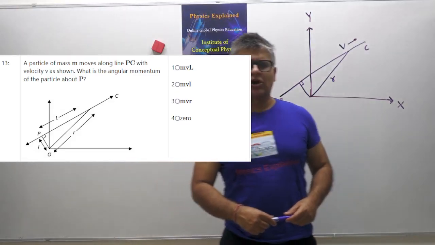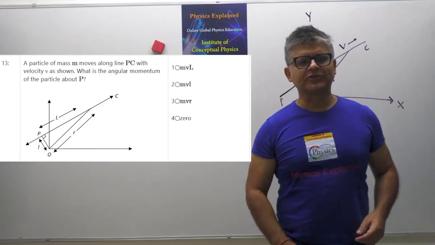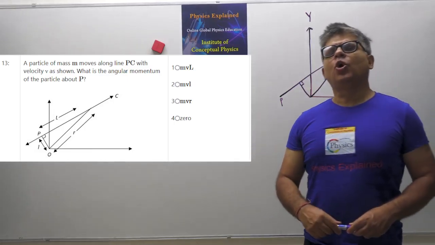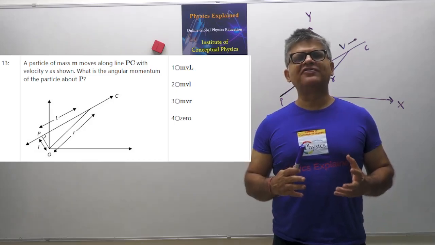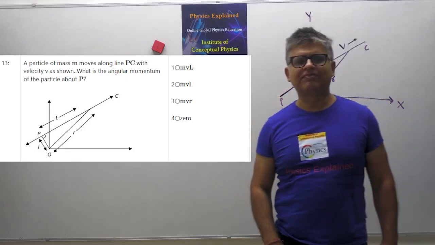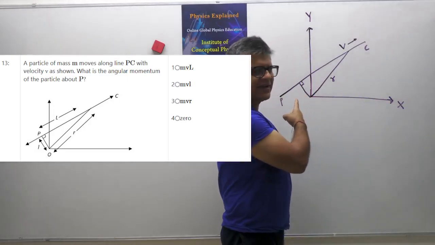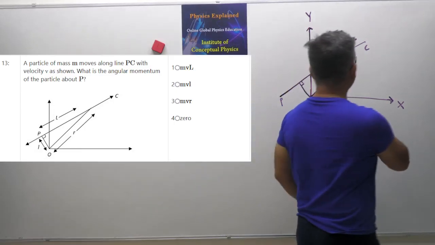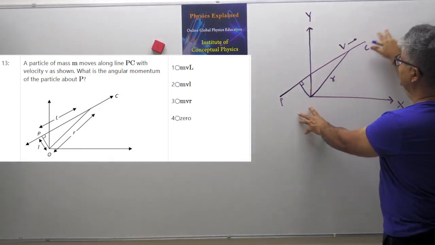All right, students. So let's talk about this question. Again, a multiple choice question will give you an excellent overview of the concept of angular momentum. So you can see there is a body which is moving along PC. I hope you can see the diagram. And this body is moving with velocity v.